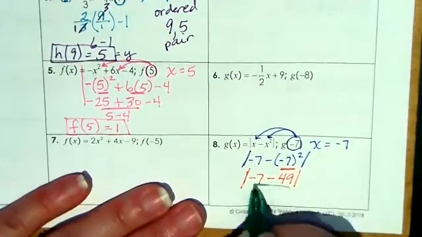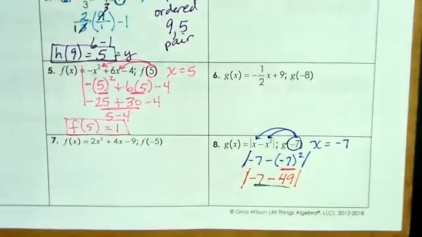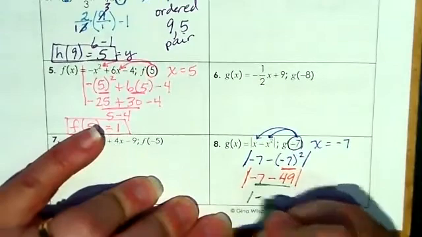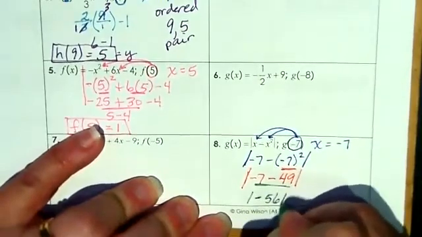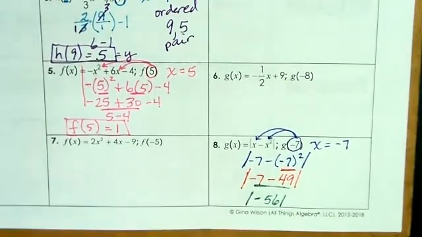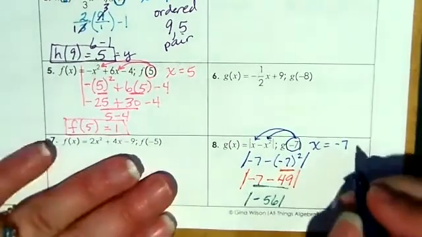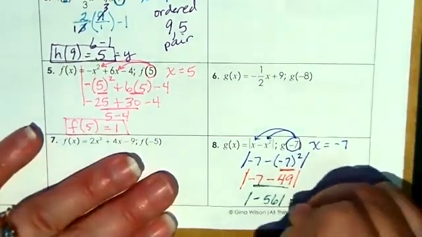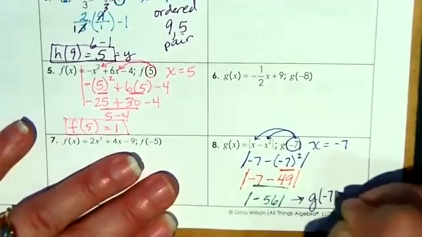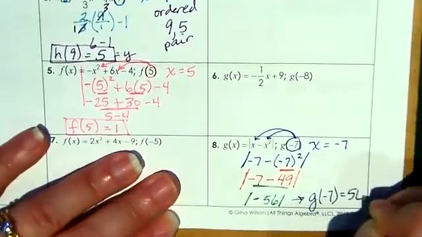Now I work what's inside the absolute value symbols. So that's going to give me a negative 56. Yes. Absolute value is negative 56. And now I take the absolute value. And the absolute value of negative 56 is 56 from 0. So therefore, the answer here is going to be g of negative 7 equals 56.